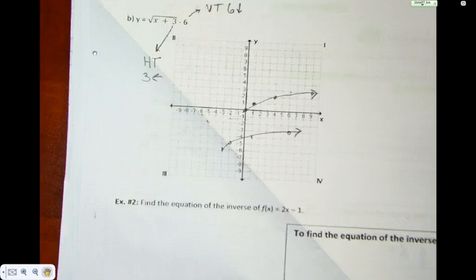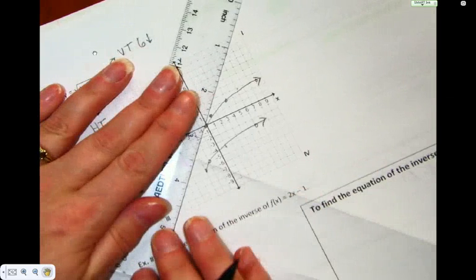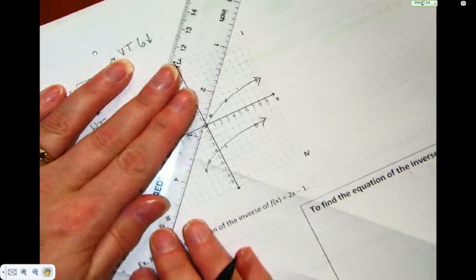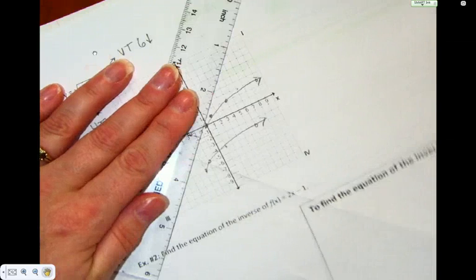Go back and check. Did you drop this and move it over to the left? Did you physically pick it up and move it? Some people do the inverse. It helps to do that full trick first to see what it's going to look like. So I'm putting my ruler through the middle of the first and third quadrant. So 0, 0, 1, 1, 2, 2. Grab the paper, fold it.